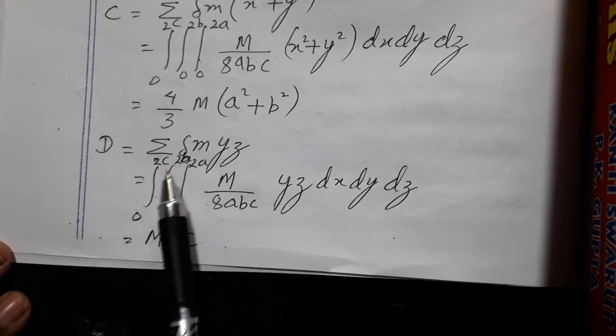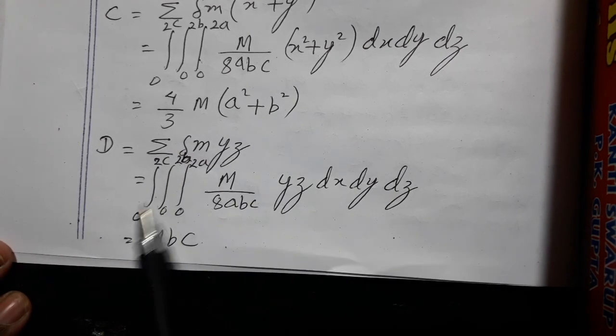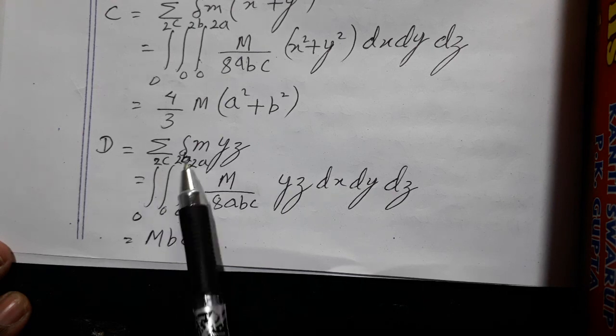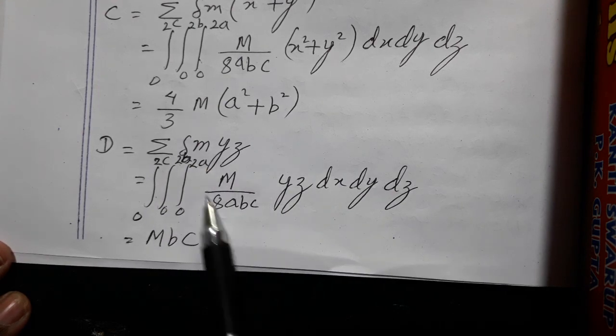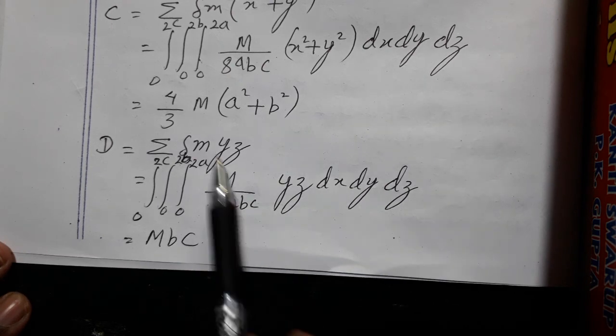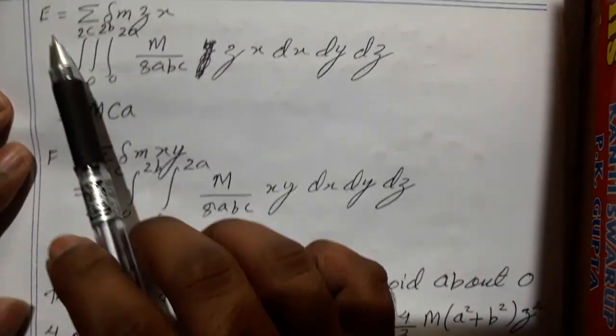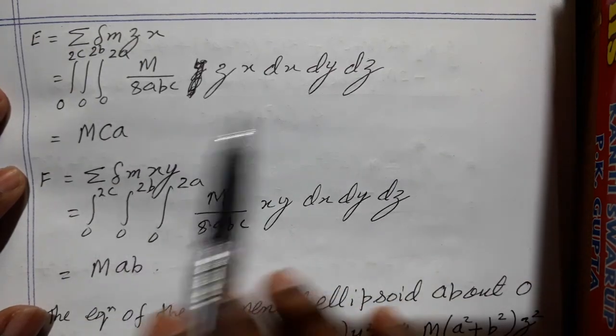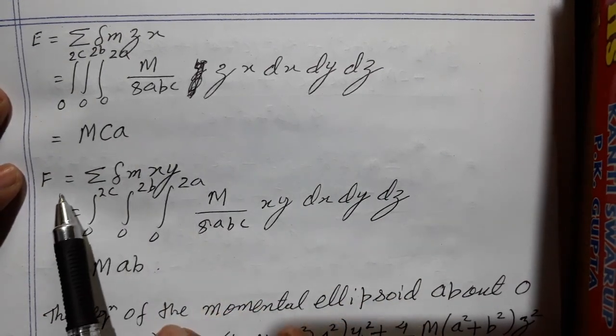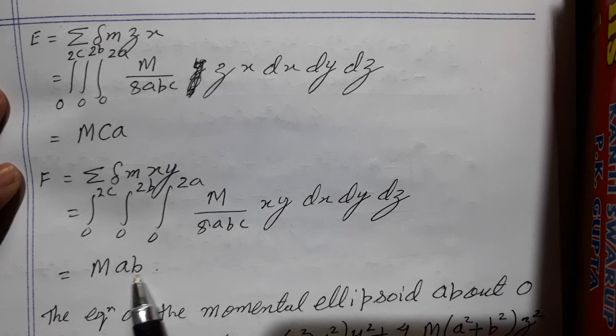Now we find D, the product of inertia, summation delta m yz, with limits 0 to 2c, 0 to 2b, and 0 to 2a, and mass m by 8abc dx dy dz. Integrating yz, we get D equal to mbc. In the same manner we find E, which is mca, and F, which is mab.